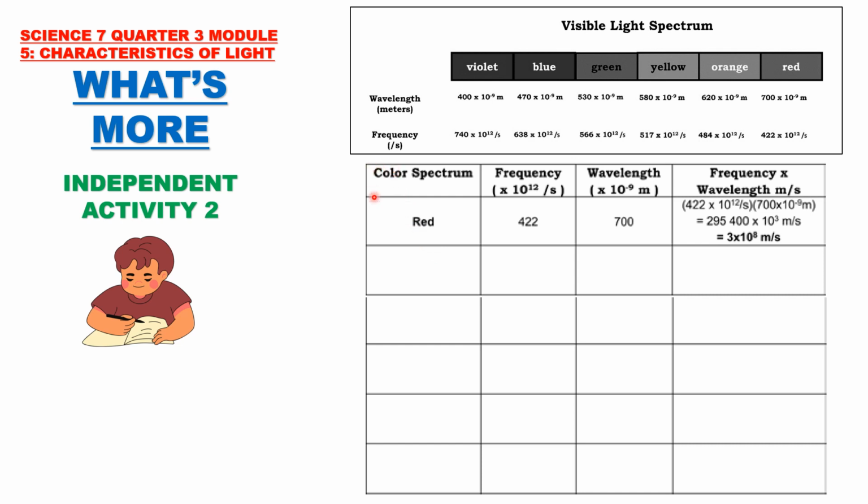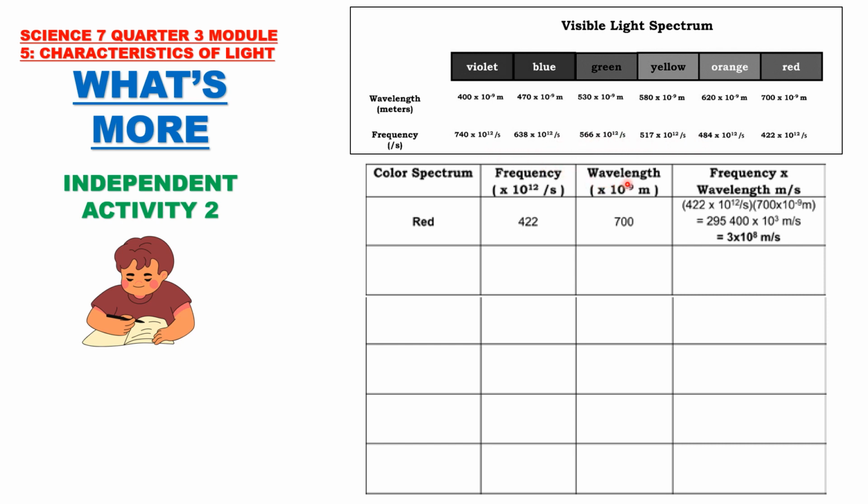You are going to complete this table using the data that we have above. First column, color spectrum. Write the colors: red, orange, yellow, green, blue, and violet. Then you will also write the frequency. For red, it's 422. Where does the 422 come from? It is here. Then write the frequency of orange, yellow, green, blue, and violet.